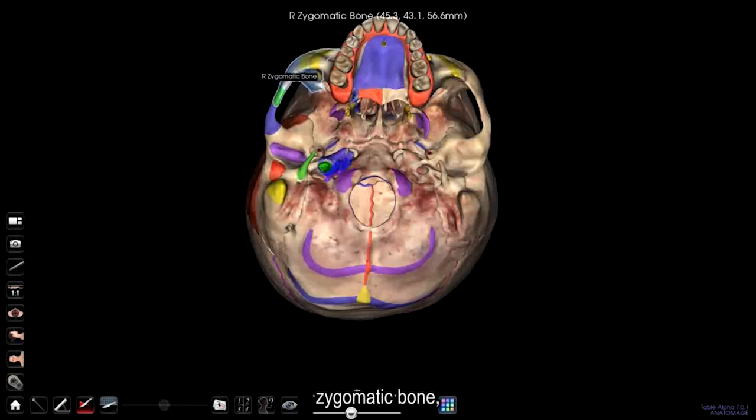zygomatic bone, palatine bone, vomer, sphenoid bone, temporal bone, occipital bone, and parietal bone.